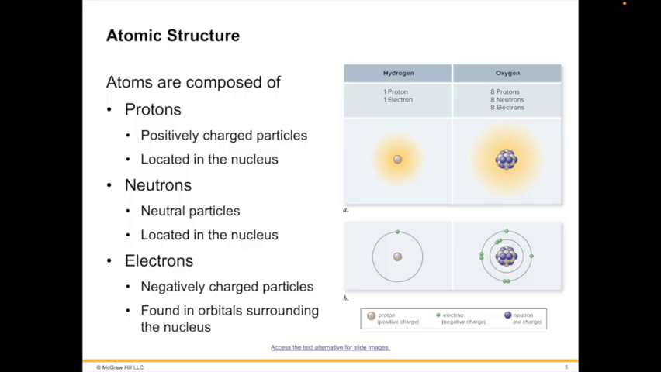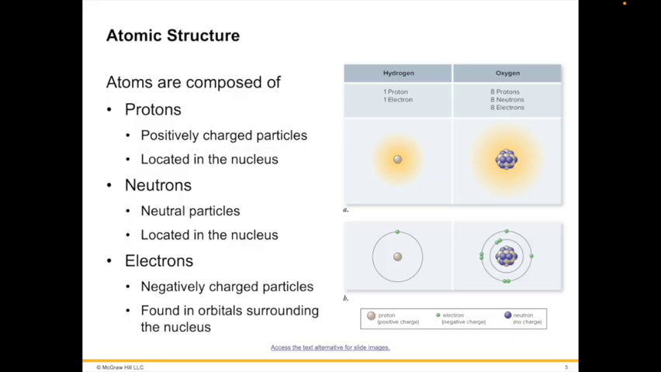Atomic number. Different atoms are defined by their atomic number, which is the number of protons. I repeat, the atomic number is the number of protons. Atoms with the same atomic number have the same number of protons, exhibit the same chemical properties, and are said to be the same element. An element is defined as any substance that cannot be broken down to any other substances by ordinary chemical means.